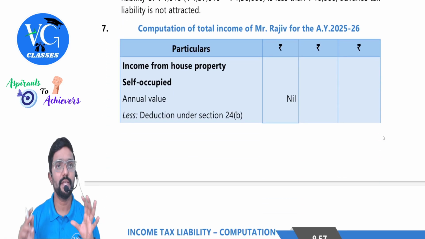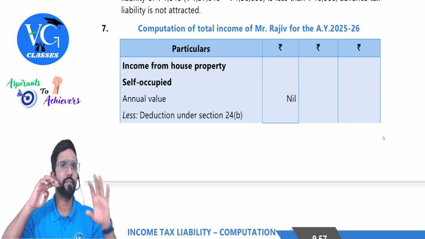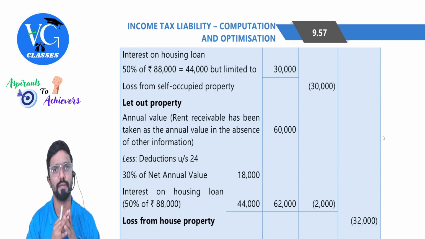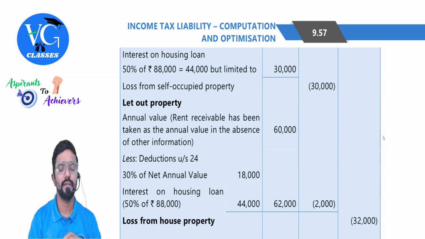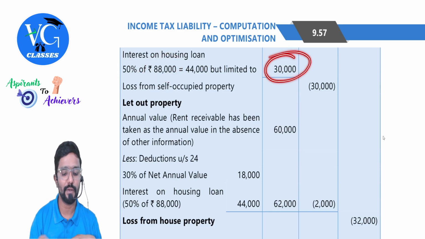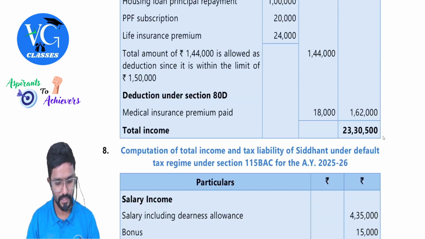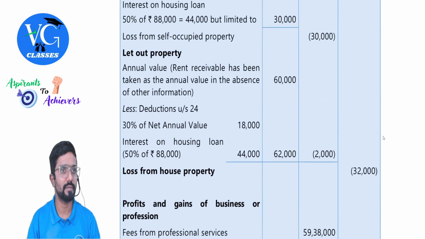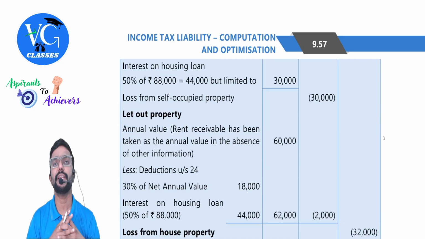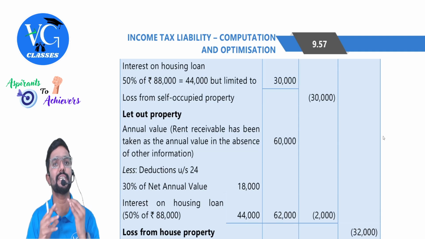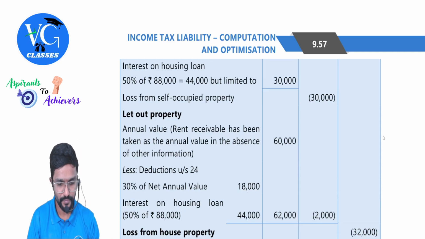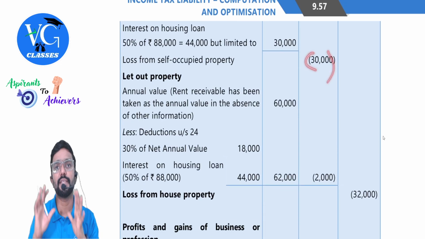Let us begin. Income from house property, as two houses are there, separately you consider 50%, 50% self-occupied. For self-occupied, straight away go and take only interest because GAV will be 0. So 50% of total interest comes to 44,000, but it is restricted to 30,000. Better you mention: as the loan is acquired before 1st April 1999, the maximum interest allowed as a deduction for self-occupied property is restricted to 30,000. So loss from self-occupied property is 30,000.